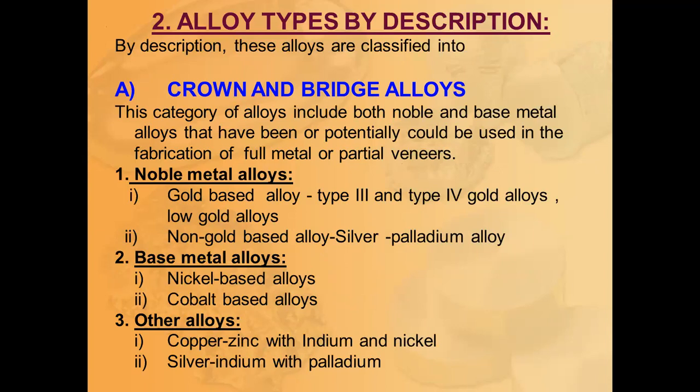First, crown and bridge alloy. Basically, it includes noble metal alloy, which contains gold-based alloy, type 3 and type 4 gold alloy, and low gold alloy. Second, non-gold based alloy: silver and palladium alloy. Next, under the crown and bridge alloy, base metal alloy, which contains nickel-based alloy and cobalt-based alloy. Other alloys: copper zinc with indium and nickel, silver indium with palladium.